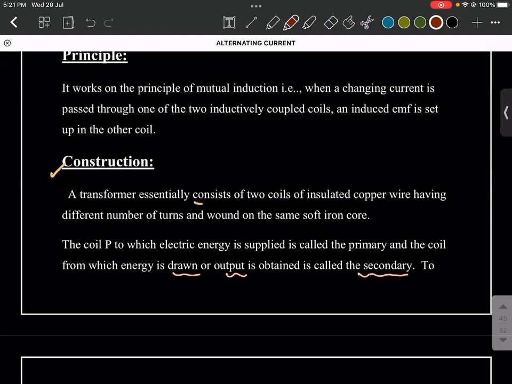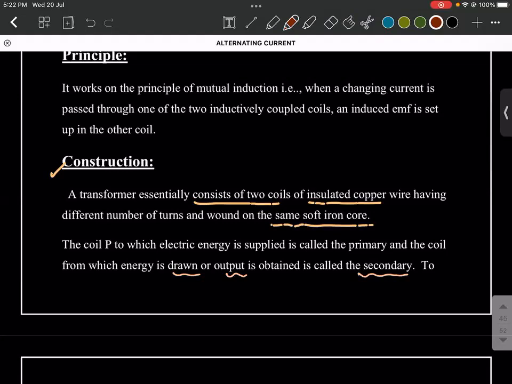A transformer essentially consists of two coils of insulated copper wire. What do you mean by insulation? Something like this. Inside that you will have copper wire, on top of which you will have insulation, having different numbers of turns and wound on the same soft iron core.